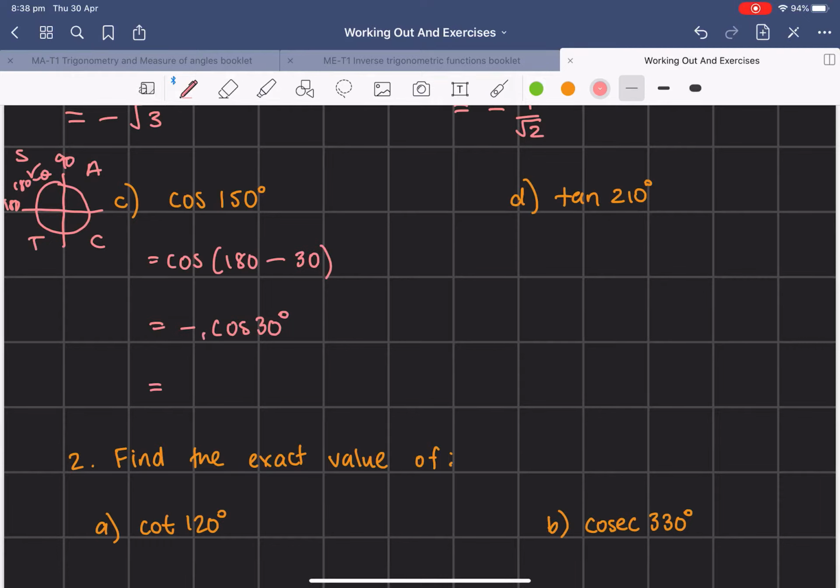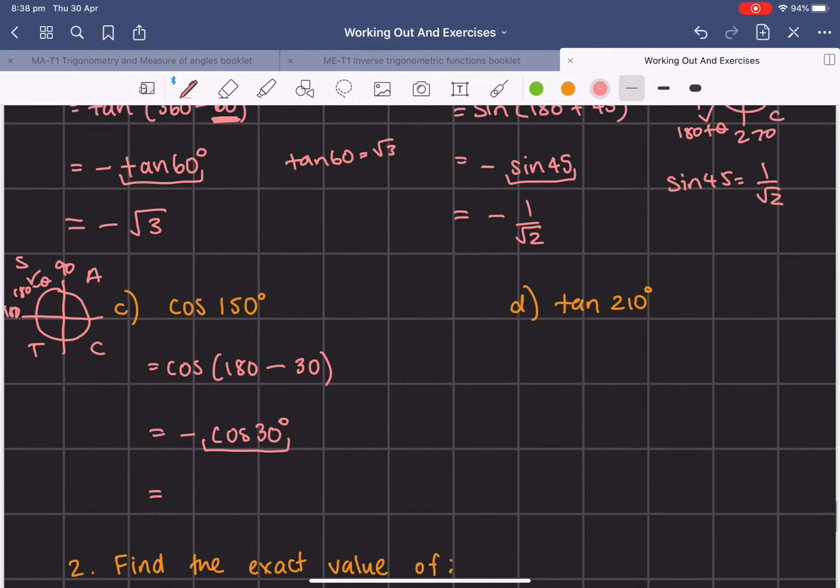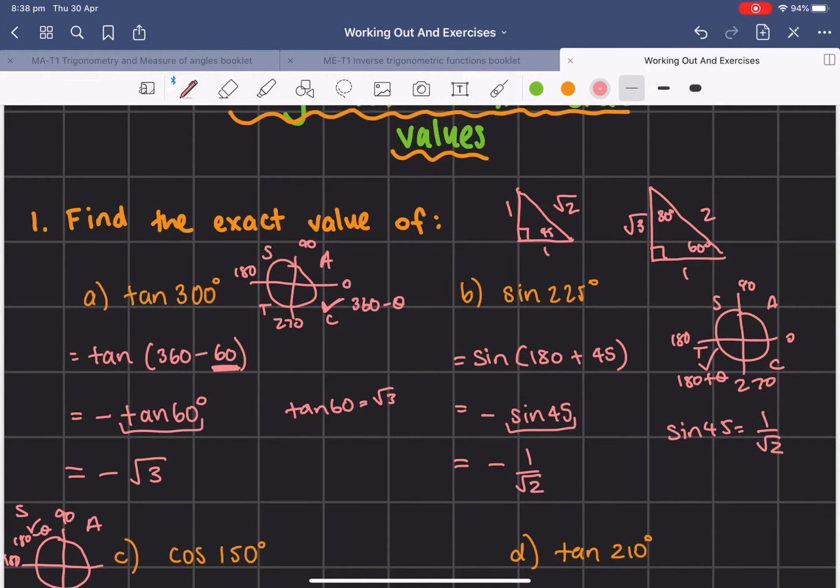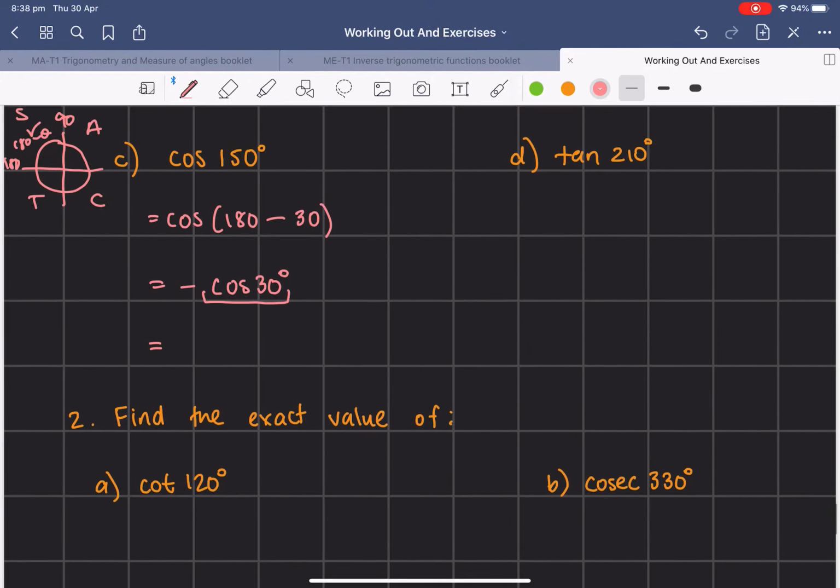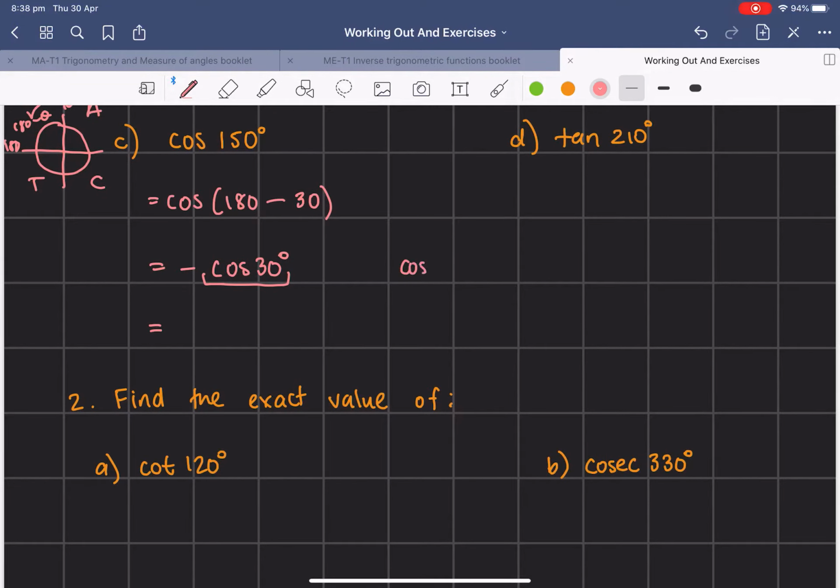Okay, so now I've got to work out what cos 30 is. Let's go back to our triangles. Cos 30, adjacent over hypotenuse, so root 3 over 2. So cos 30 is root 3 over 2. So negative cos 30 will be negative root 3 over 2.